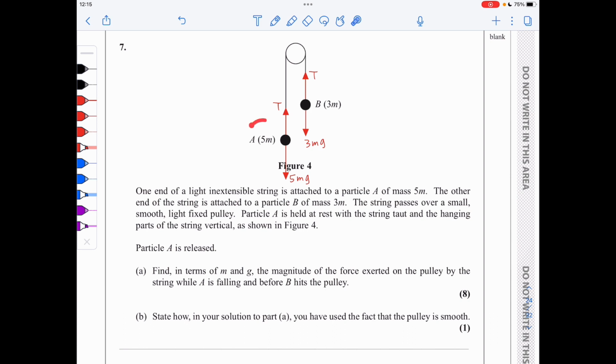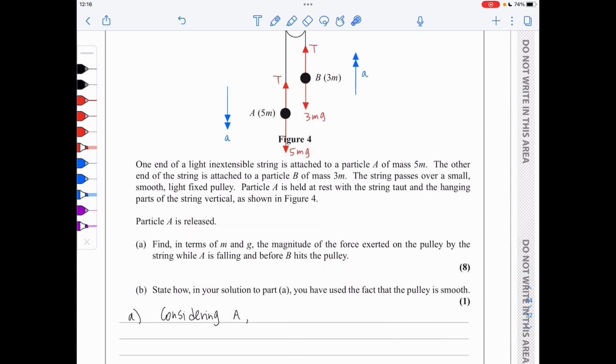Now A is heavier than B, so A will go down and B will go up. They experience the same acceleration as the string is inextensible, and then we can form equations of motion for A and B respectively and combine them to get the tension in the string.